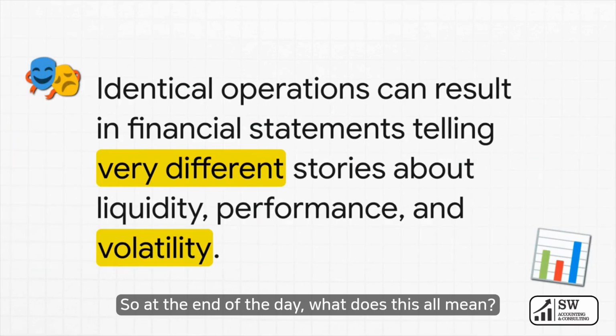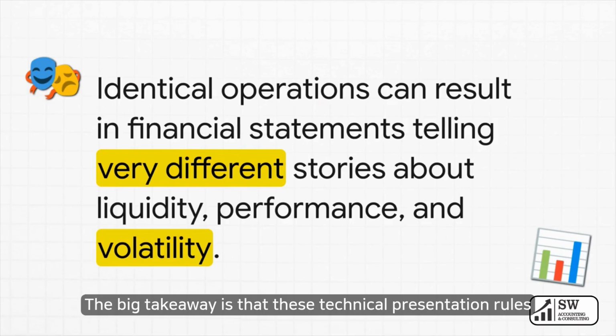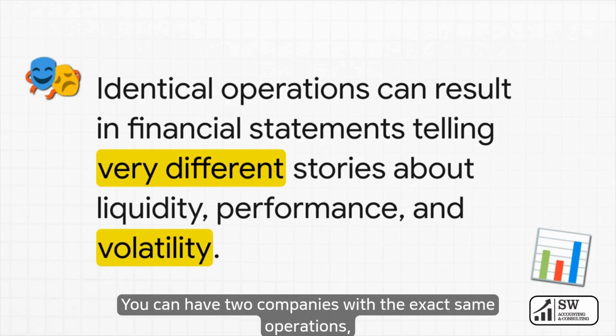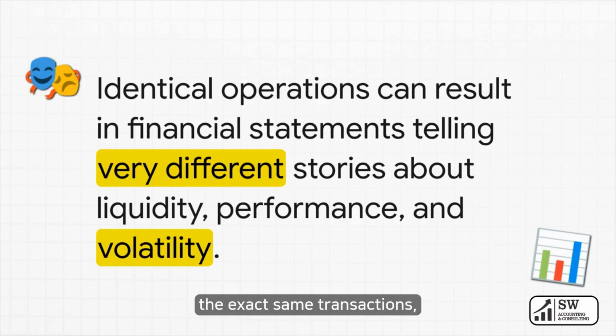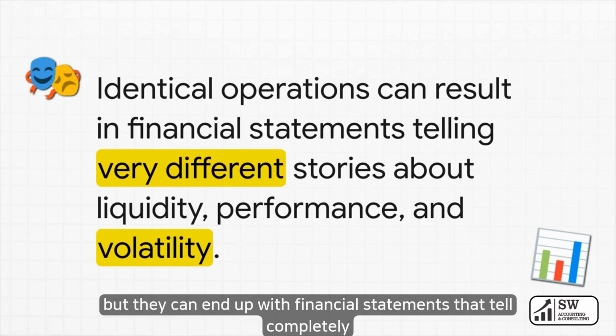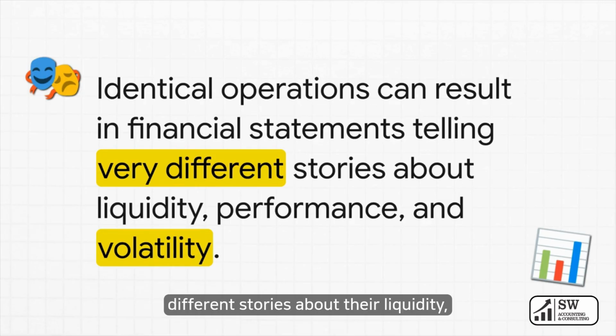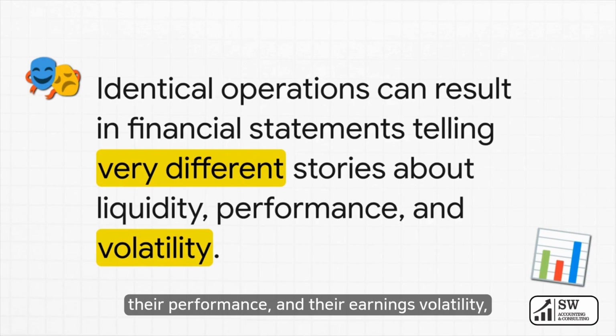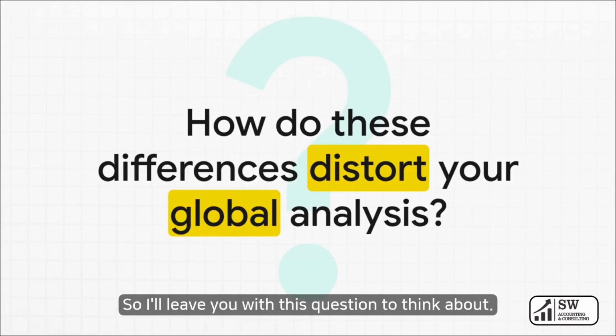So, at the end of the day, what does this all mean? The big takeaway is that these technical presentation rules matter a lot. You can have two companies with the exact same operations, the exact same transactions, but they can end up with financial statements that tell completely different stories about their liquidity, their performance, and their earnings volatility, all because of the accounting standards they follow. So I'll leave you with this question to think about.